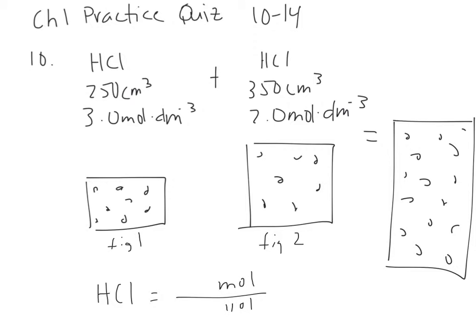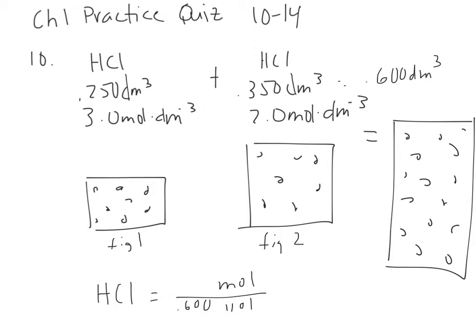Well, the volume's easy because this changes to 0.25 decimeters cubed and 0.35 decimeters cubed. So my new volume is 0.600 decimeters cubed. And the moles is just slightly harder because none of these HCl particles escape. It's just that the more concentrated ones have a little more space. The less concentrated ones get a little more crowded.